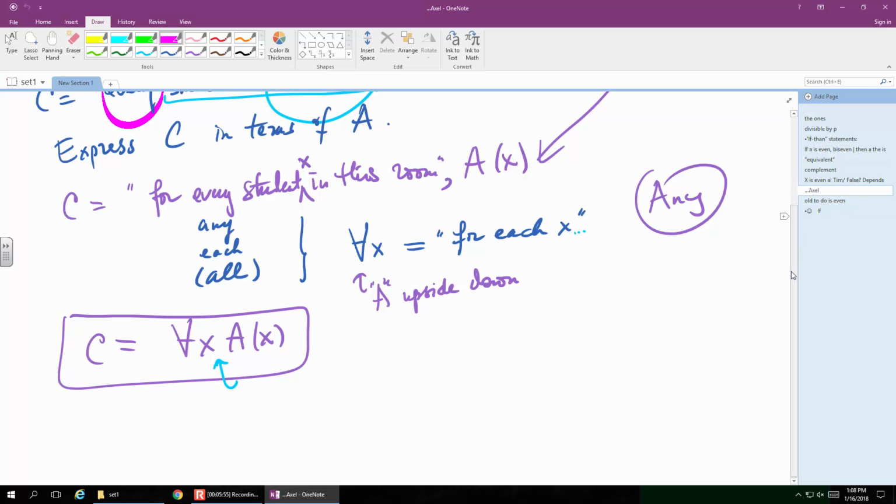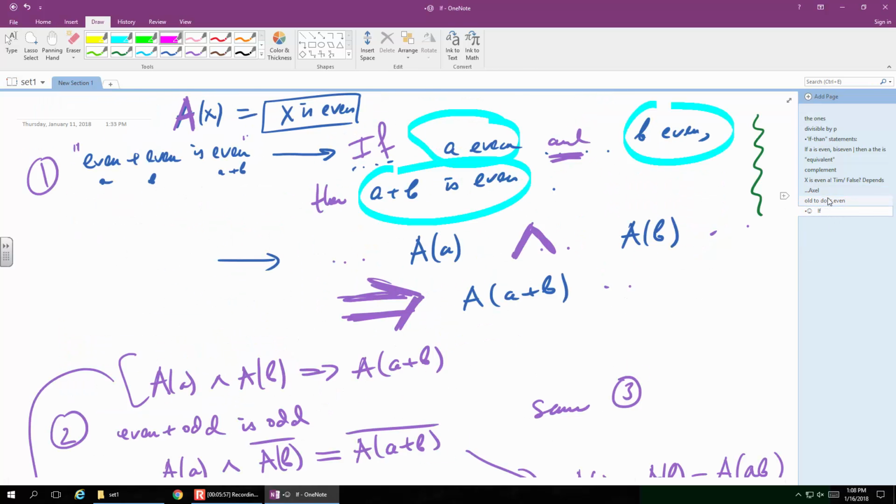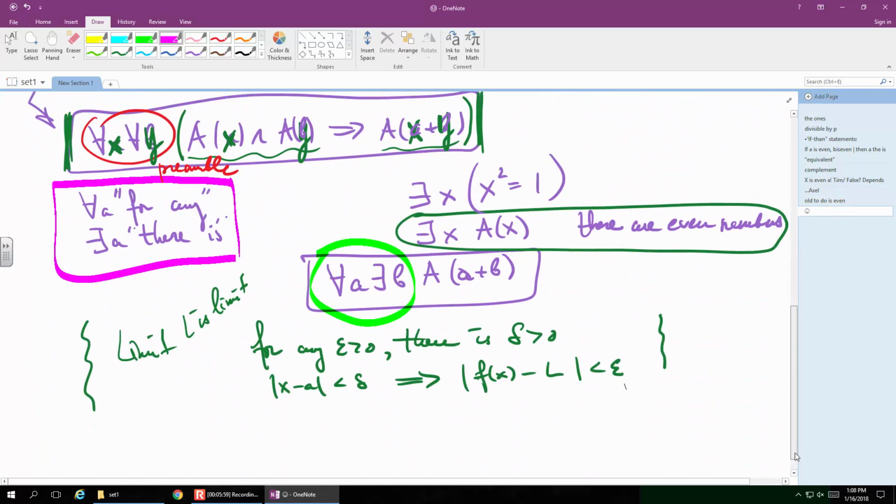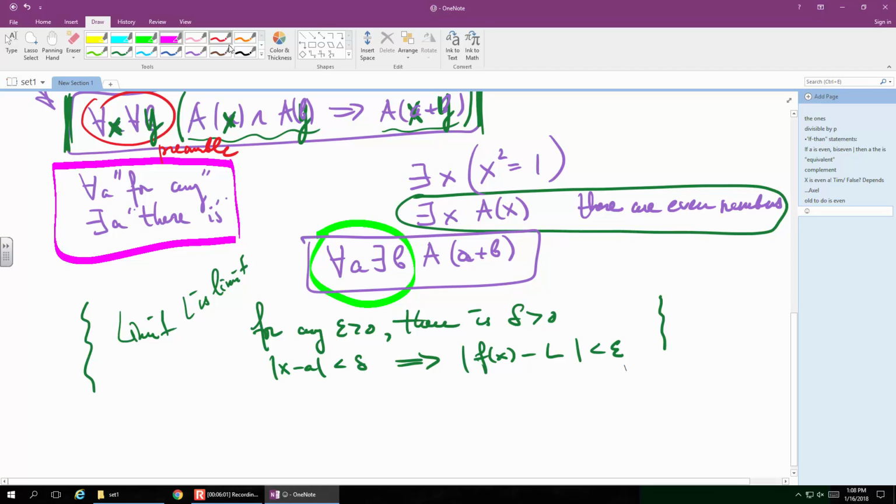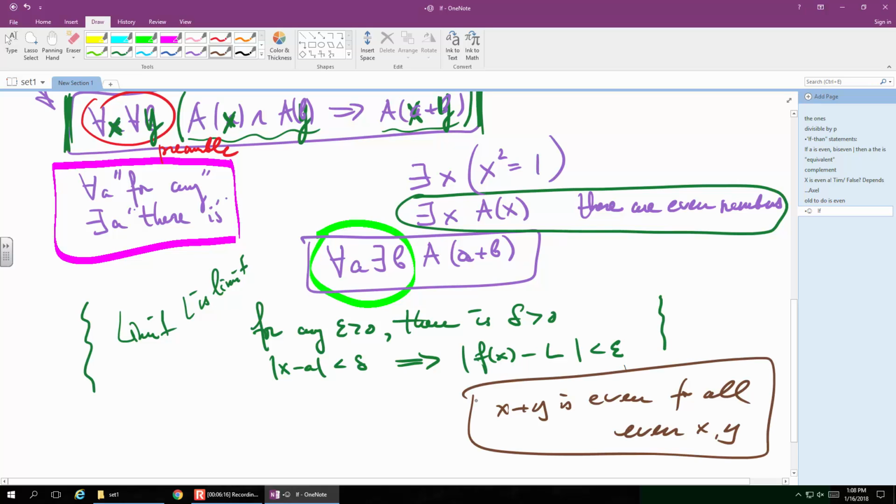Okay, so for example, you say language like that: x plus y is even for all even x, y. See how it's exactly the same statement, but it is like the grammar is turned upside down.